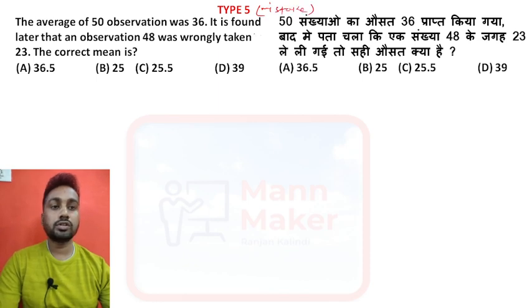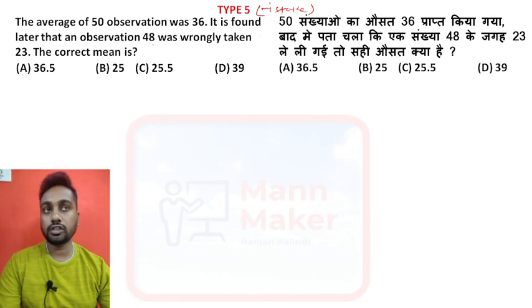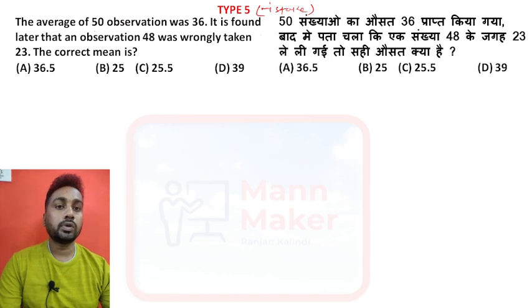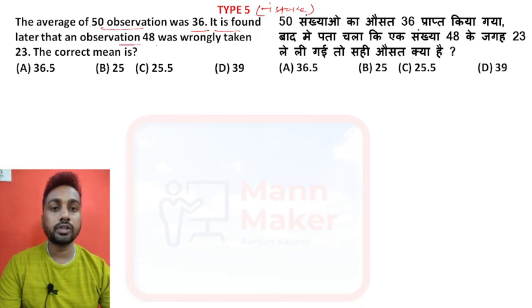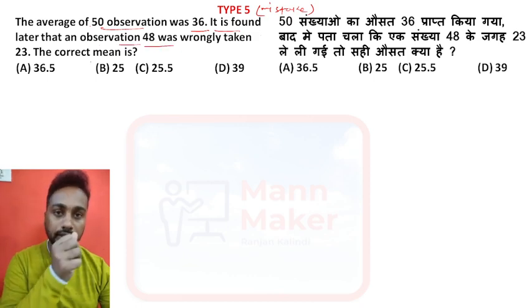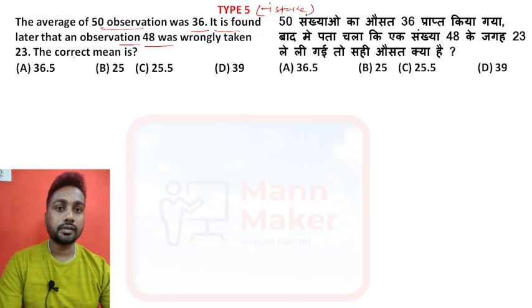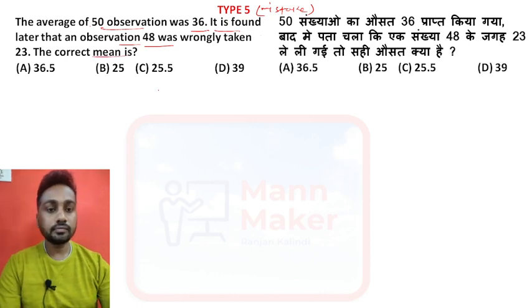In mistake based questions, you will see that some mistake is there in the data, and they change it with the correct data and ask what the average is. Let's see an example question. The average of 50 observations was 36. It is found later that an observation 48 was wrongly taken as 23. The correct mean is?